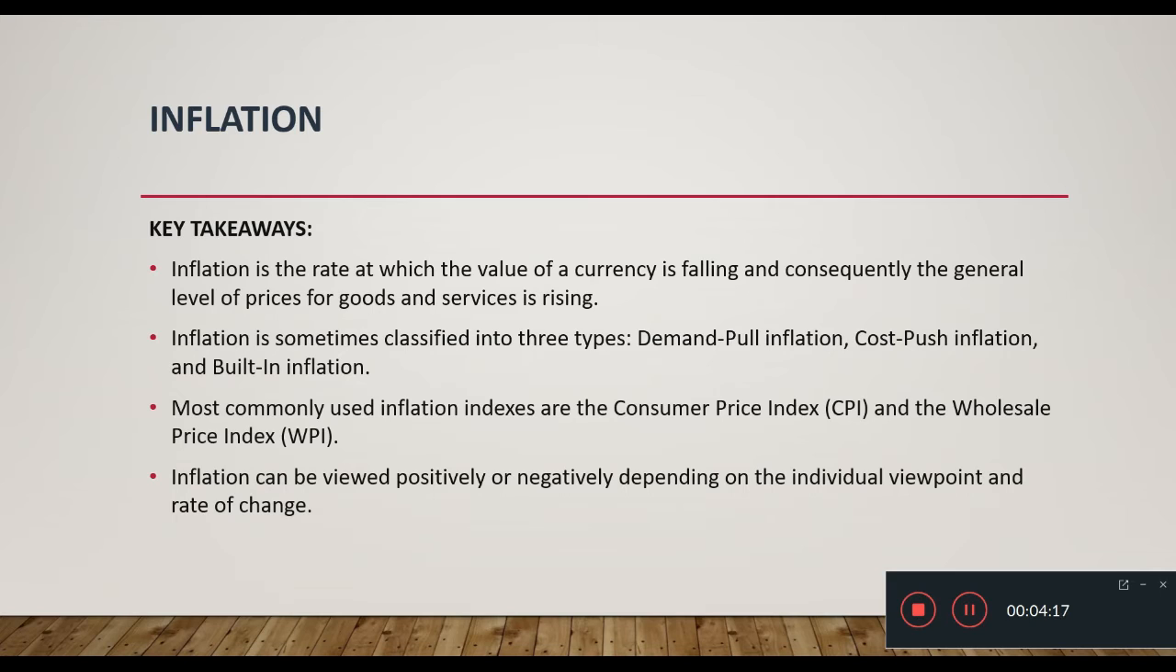Key takeaways of inflation. Inflation is the rate at which the value of currency is falling and, consequently, the general level of prices for goods and services is rising at the same time. Inflation is sometimes classified into three types: demand-pull inflation, cost-push inflation, and built-in inflation. The most commonly used inflation indices are the consumer price index and the wholesale price index.